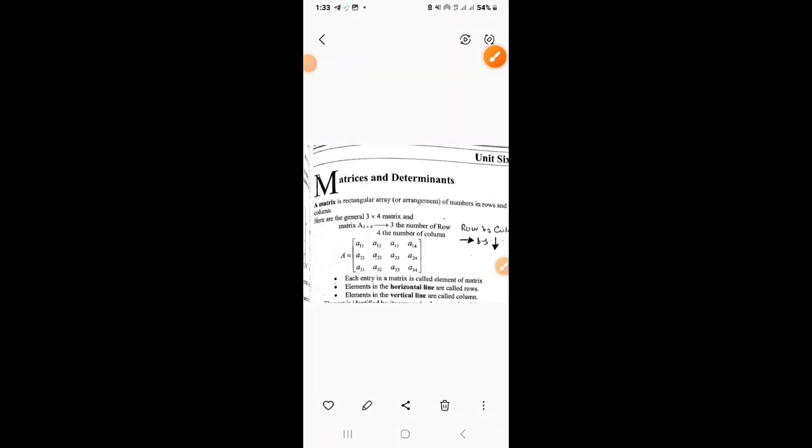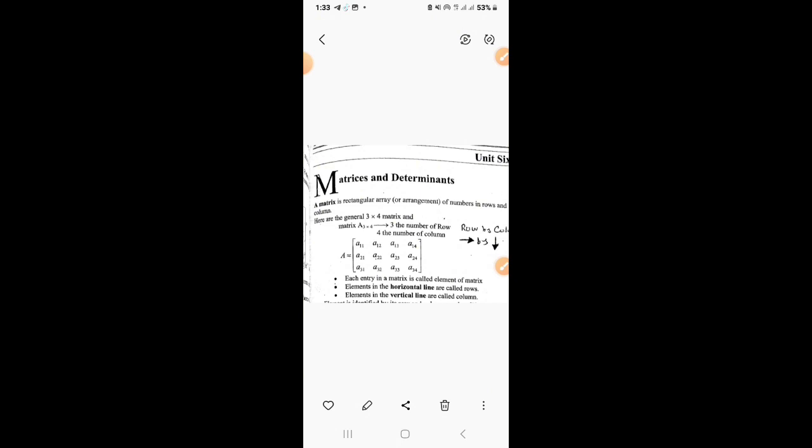Today we are going to talk about matrix. First, we have to define what a matrix is. A matrix is a rectangular array or arrangement of numbers in rows and columns. A matrix is any arrangement or array of numbers in horizontal and vertical lines. The horizontal arrangements are said to be rows and the vertical arrangements are called the columns.